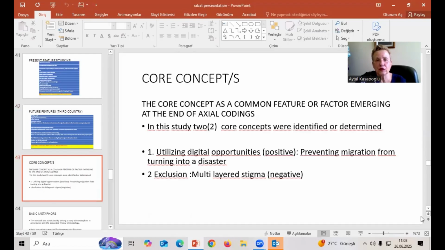Therefore, the core concept is the common factor emerging at the end of axial coding. In this study, two core concepts were identified. First is utilizing digital opportunities, which is positive. It prevents migration from turning into disaster. And the second core concept is exclusion. It can be explained as multi-layered stigma, which is negative.